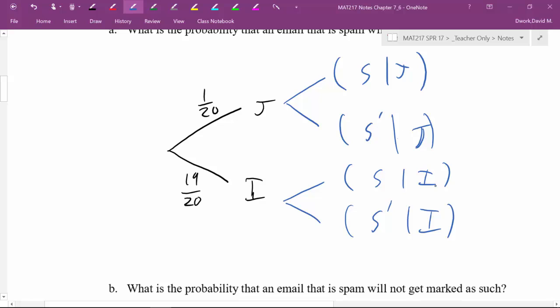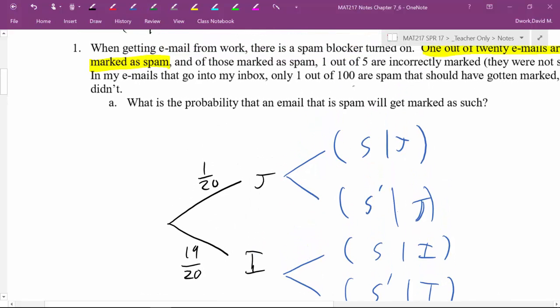Or I'll have spam in my inbox or not spam in my inbox. And using that definition makes it much easier to keep straight. Okay, so now let's go back here and read now. And so for those that got marked as spam, which means they go to my junk box, 1 out of 5 are incorrectly marked. So what does that mean to be incorrectly marked? It's not spam, but it's in my junk. So 1 out of 5 are wrong, 4 out of 5 are correct.